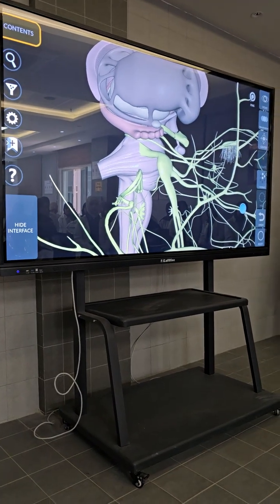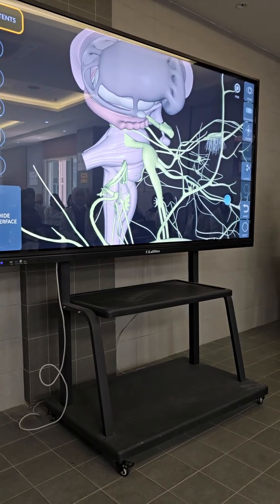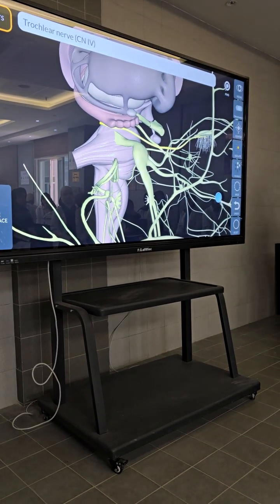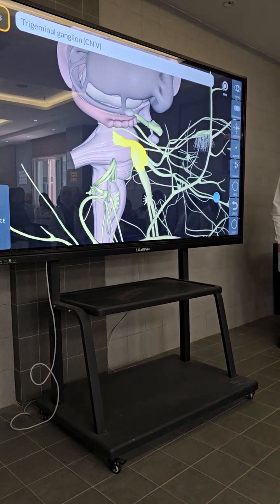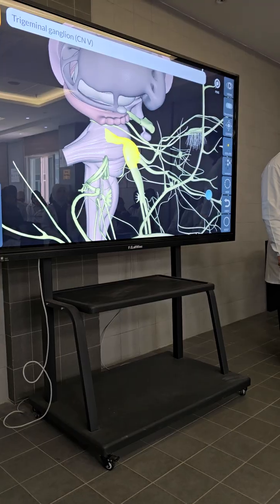The fifth cranial nerve is the trigeminal nerve. This is the oculomotor, here is the cochlear, and this is the trigeminal. The largest cranial nerve is called the trigeminal nerve.